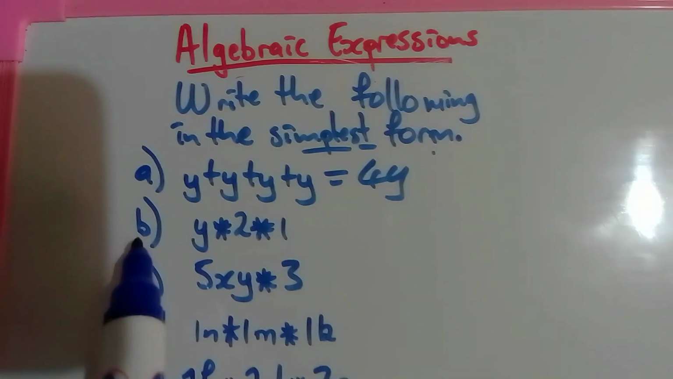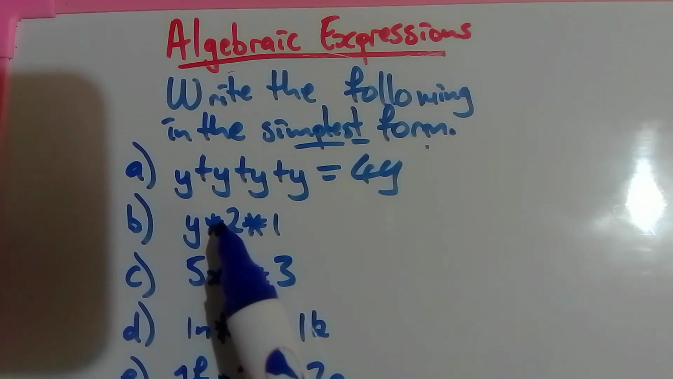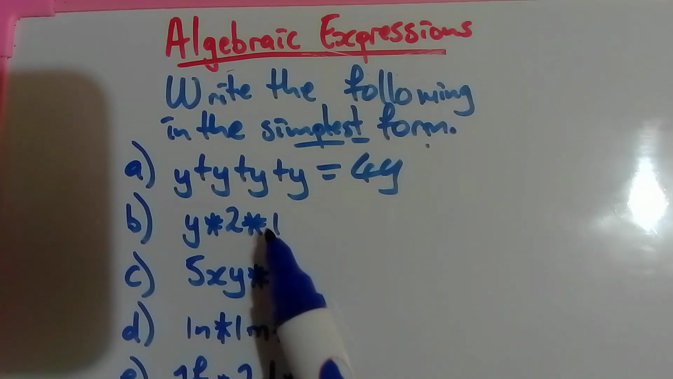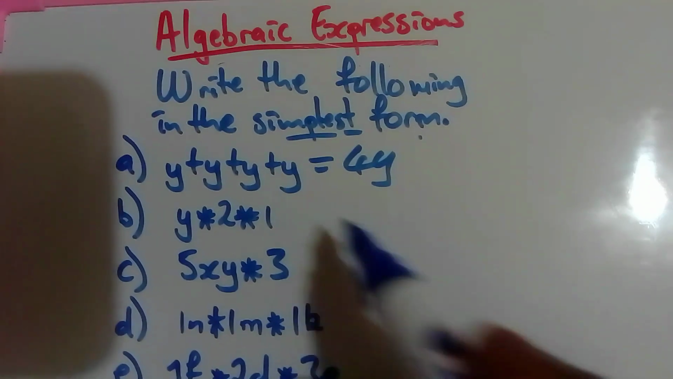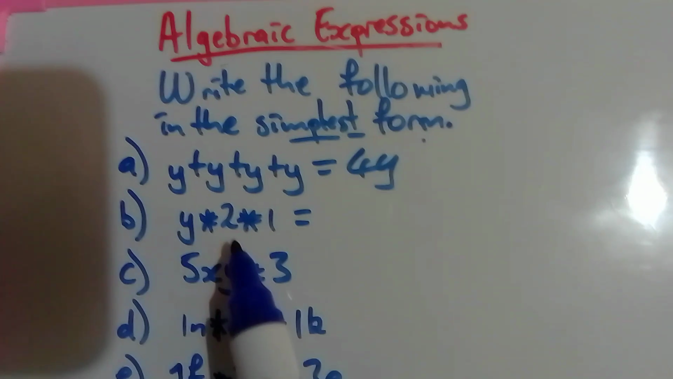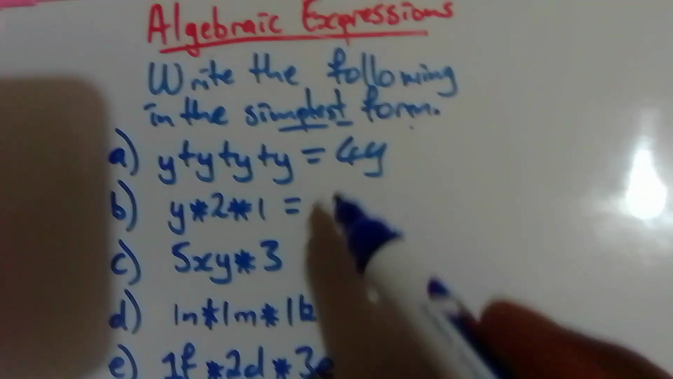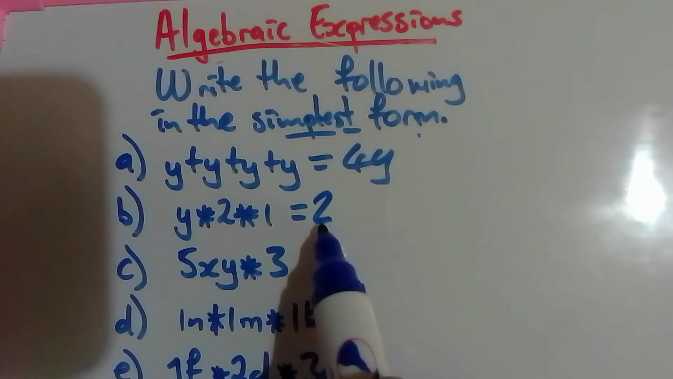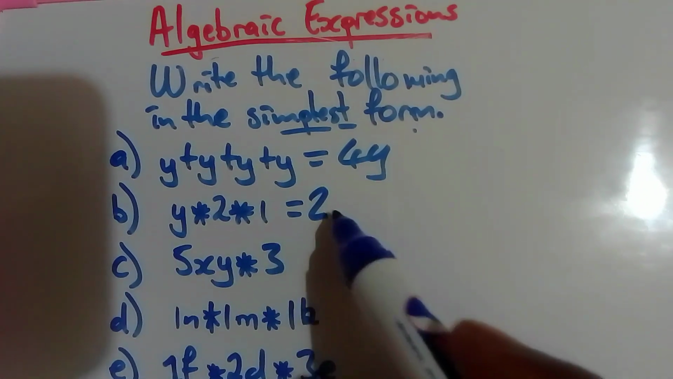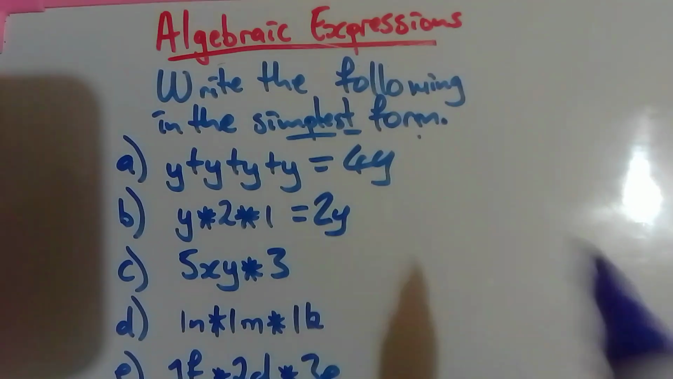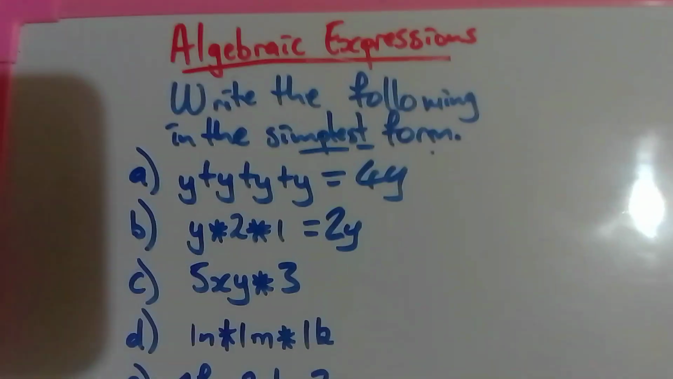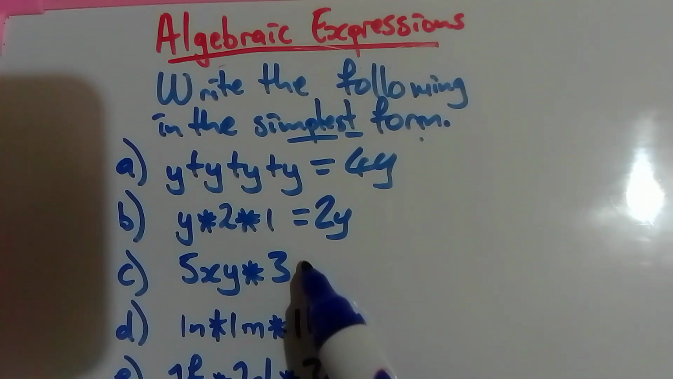Then on question B, they say y multiplied by 2 multiplied by 1. In such instances, what do you do? You start by multiplying the numbers. So I say 2 multiplied by 1, I get 2. So I write my 2. And 2 multiplied by this y, I get y. So I write 2y as my answer. Then I'm done.